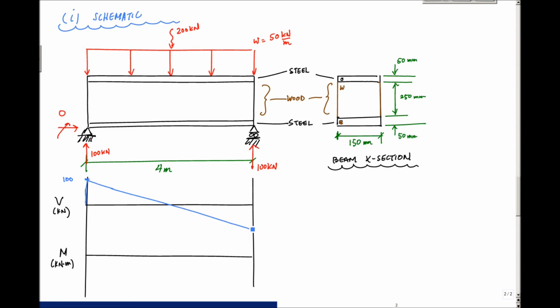And bam. Oh, right there. And that should be minus 100 kilonewtons right here. And this is my shear diagram. Bam. And this center, because again, my structure is symmetric, it would take me 2 meters to get down to here, or halfway.